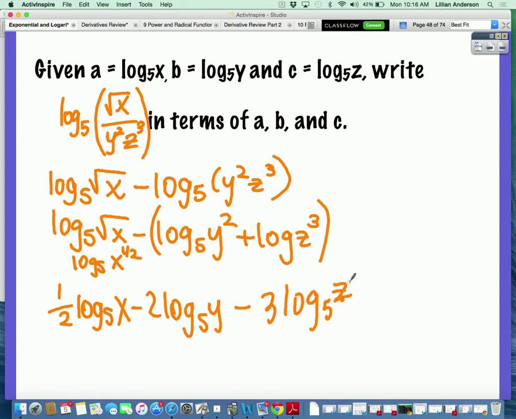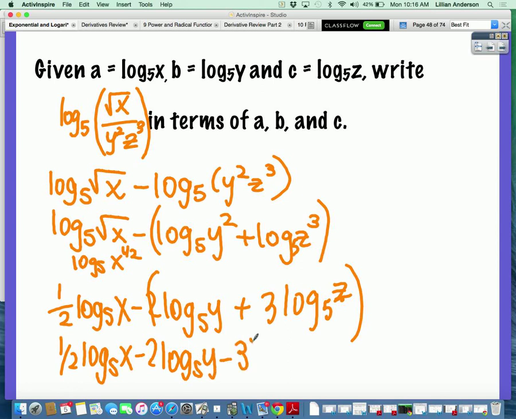Oh, you distribute them at the same time. Yeah. Okay. All right. Here we go. So we have this, which means that now what are we going to have to do? Distribute the negative. No, this is not in terms of A, B, and C. But this is expanded.